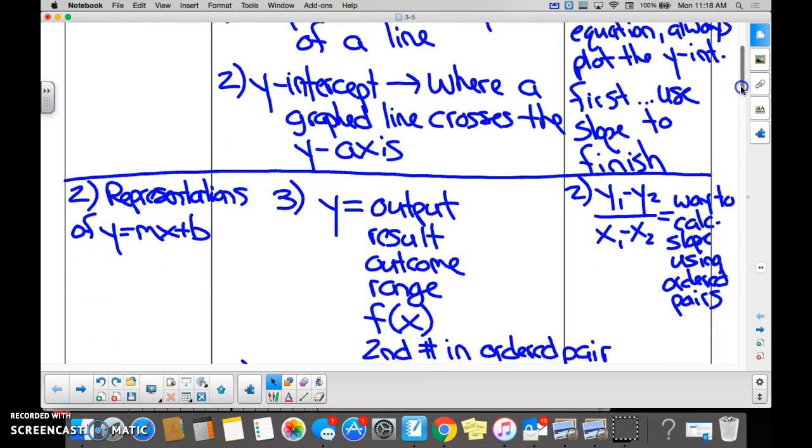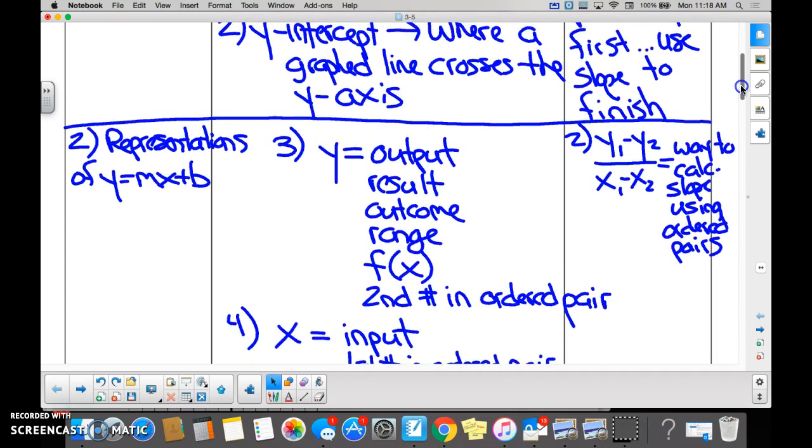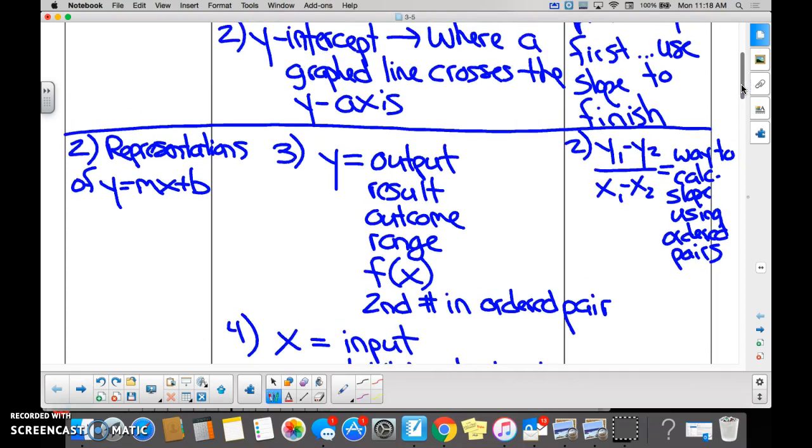Now, this is all review. You all understand what y is? The new learning that we had is y is also f of x. So if you see f of x, you're like, oh, it just means y. It's just the output. X.